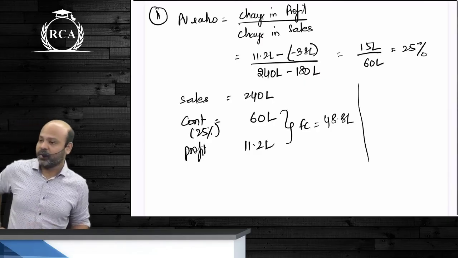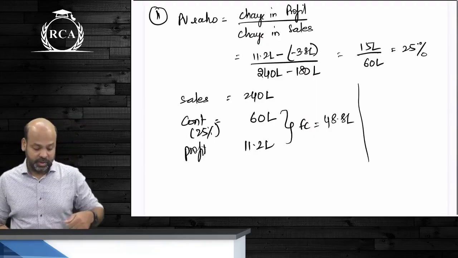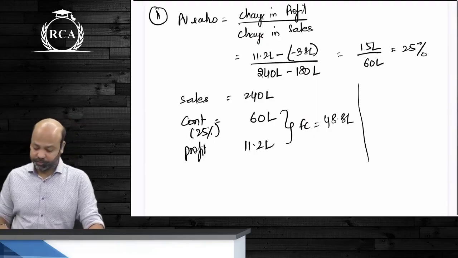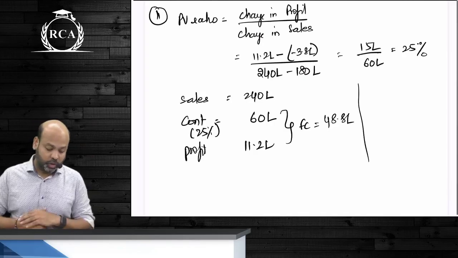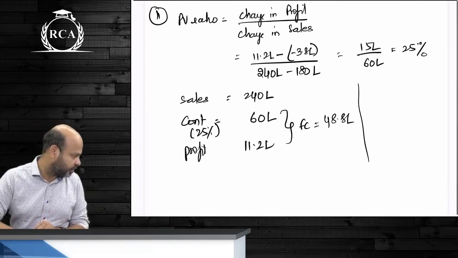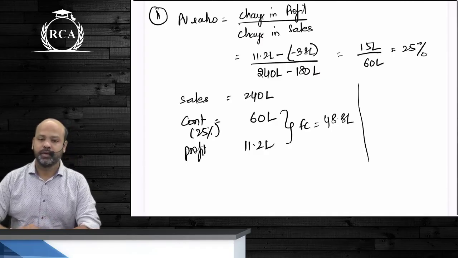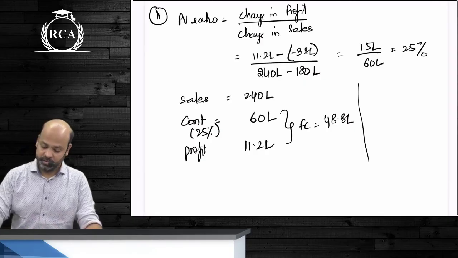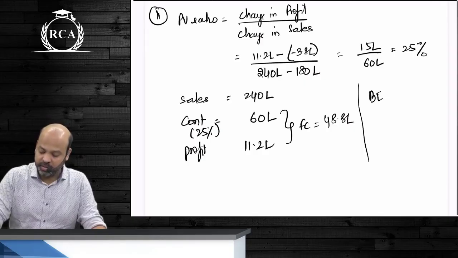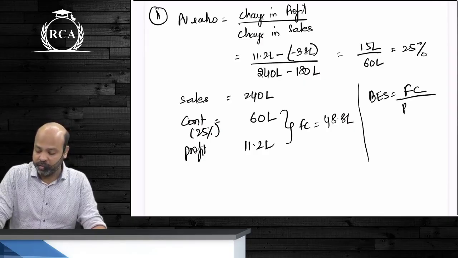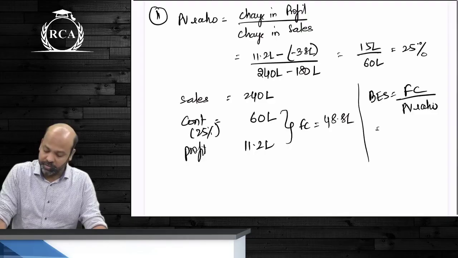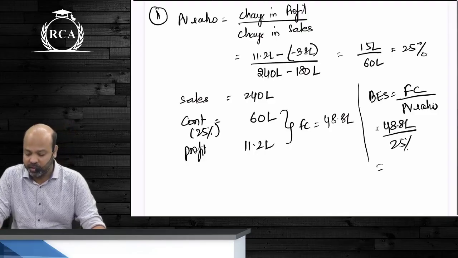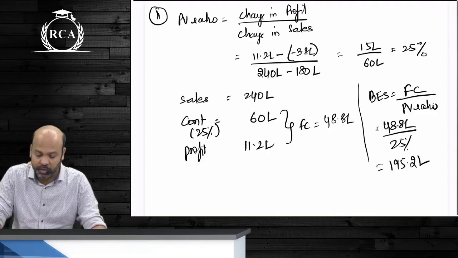You can pick up any one sales level, guys, in order to arrive at the amount of contribution. Compare that with the amount of profit, guys. The differential figure is your fixed cost, which is 48 lakhs 80,000. Once we get the amount of fixed cost, you can compute break-even sales. Break-even sales is going to be fixed cost divided by PV ratio. Our fixed cost is 48 lakh 80,000. PV ratio is 25%, so it will be 195.2 lakhs.